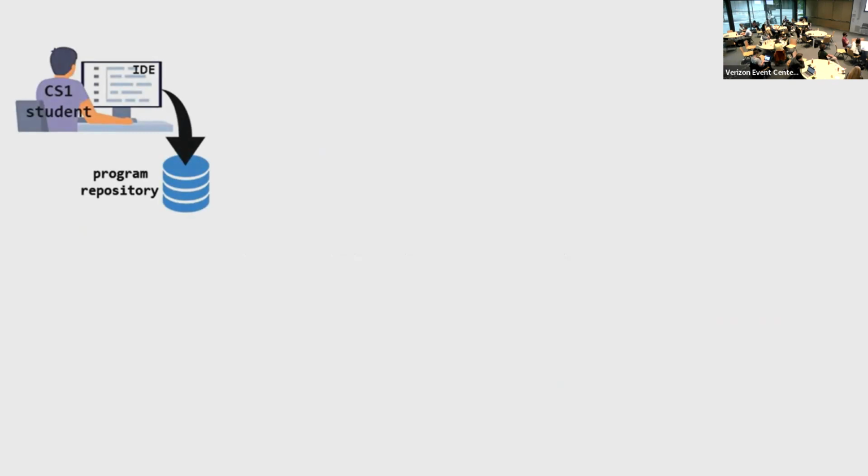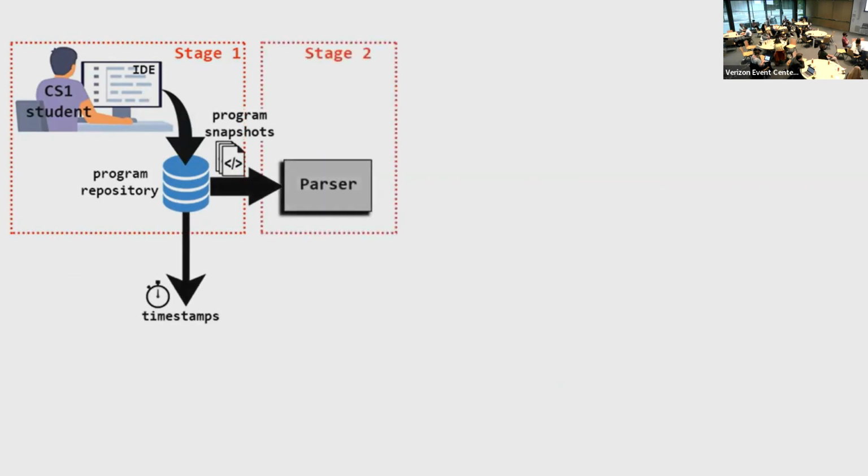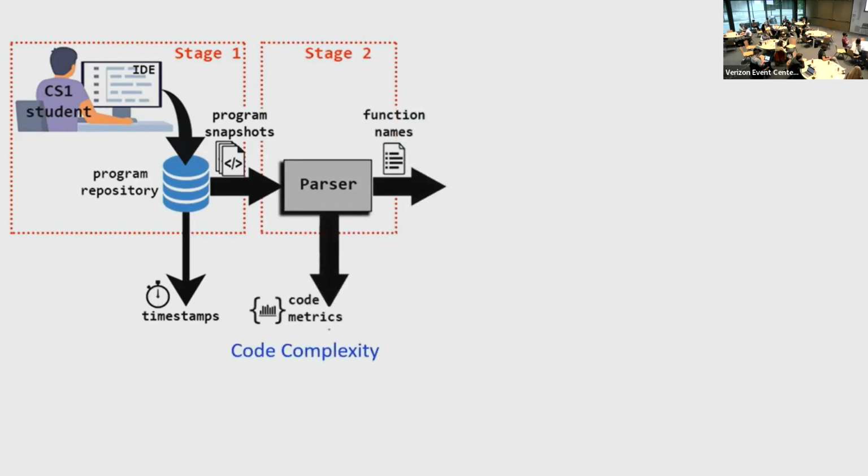Nevertheless, the data collection in stage 1 is independent of the approach as long as we end up with a set of program snapshots accompanied by timestamps. Next, a parser processes every snapshot retrieved from the local repository. The role of the parser is dual. A. It creates a list with the function names in the program, and B. It captures metrics related to the program's complexity to evaluate decomposition. Specifically, we used McCabe's cyclomatic complexity metric and tracked the software lines of code.